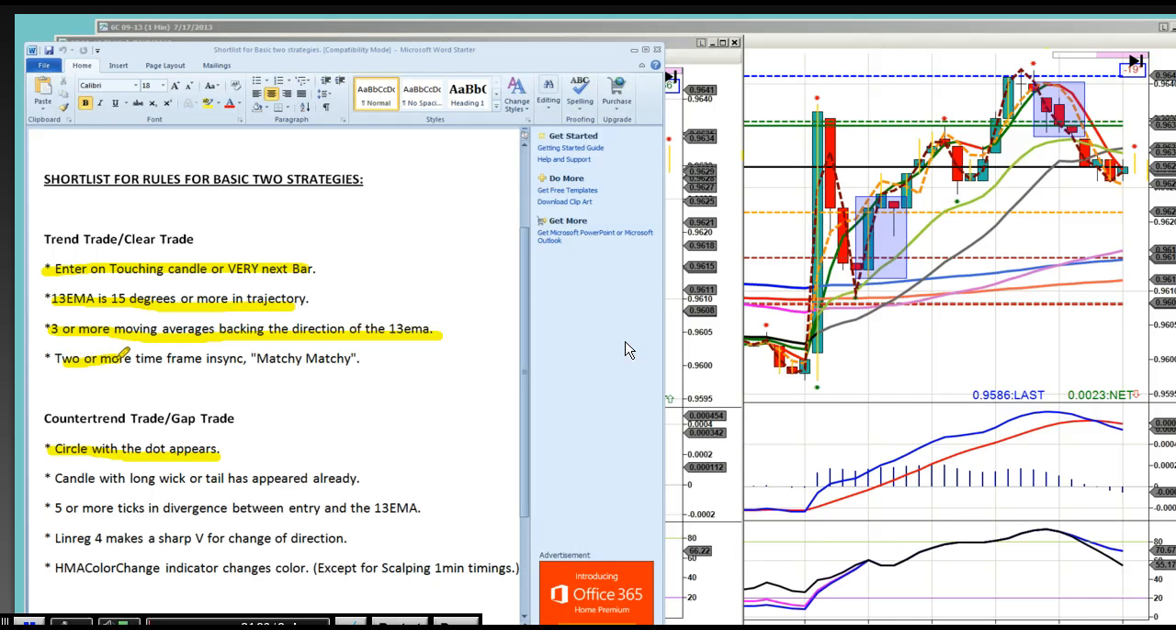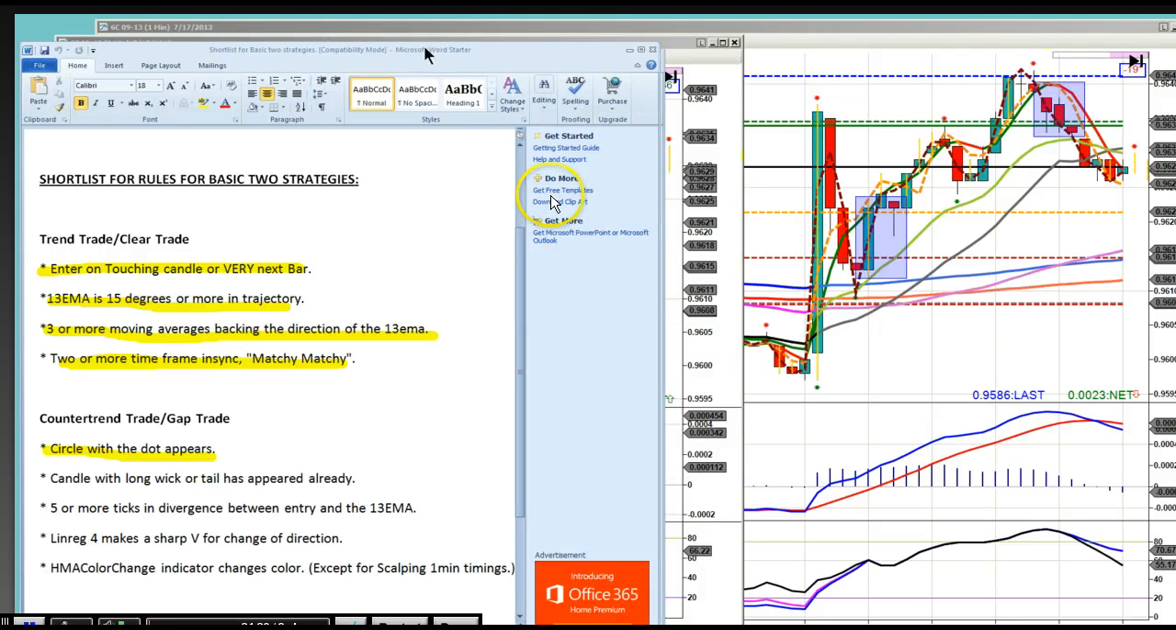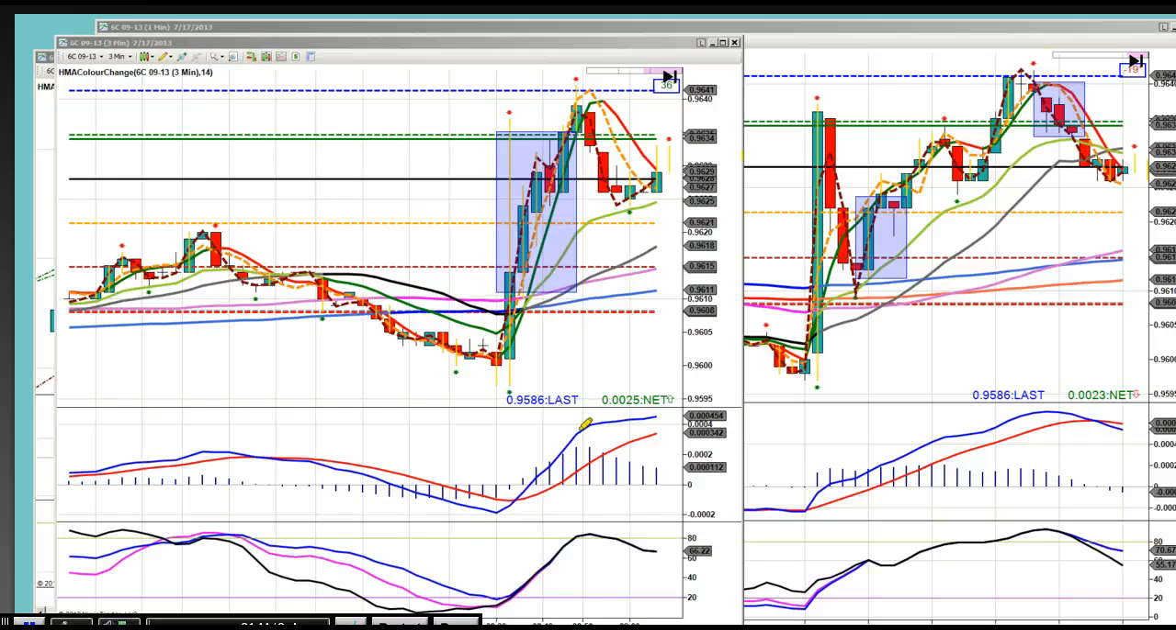And if you have 2 or more time frames in sync, which I call matchy-matchy, then you know that the probability is very high for that direction. If we look at our 3-minute chart here, you can see that our 3-minute matches our 1-minute. Our MACDs match, our STOs match. They look like the same photograph. Here you can see that we have all the moving averages back in the direction. We have the MACD going through the center line. We have the STOs all going very nicely. The fact that this is matching this tells me when I go for this candle, I'm in for a nice one.